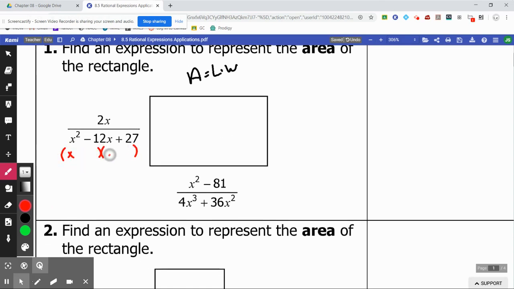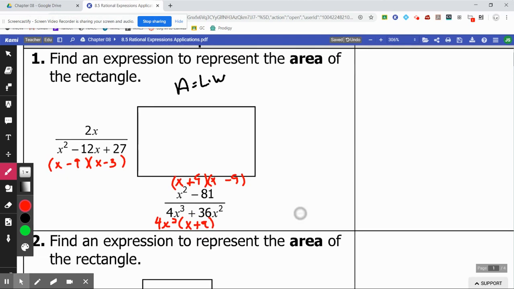Let's factor the bottom here. Adds, multiplies would be a -9 and a -3. The top here is difference of squares, which we know will factor into conjugates, plus and minus, x times itself and 9 times itself. The bottom, I can factor out a 4x squared, and you're going to be left with an x plus a 9.